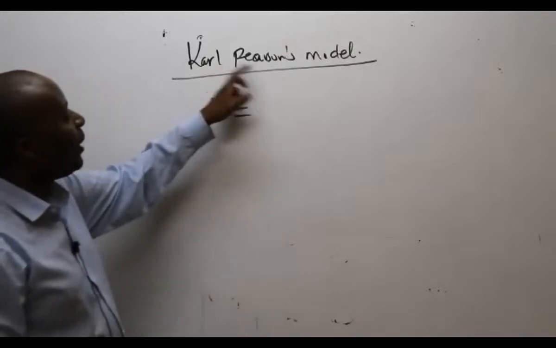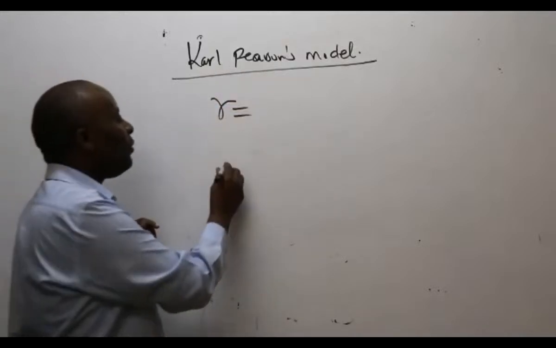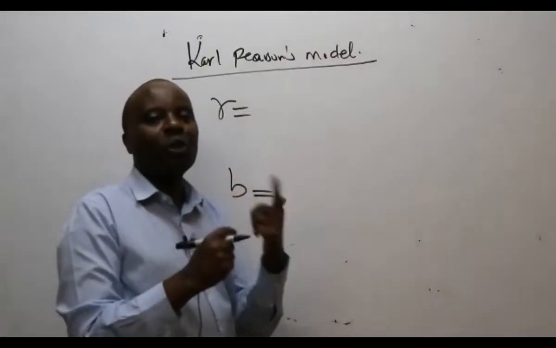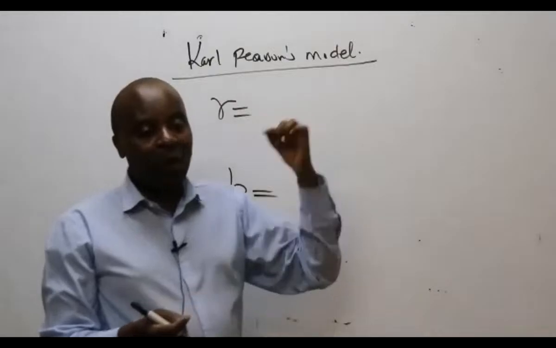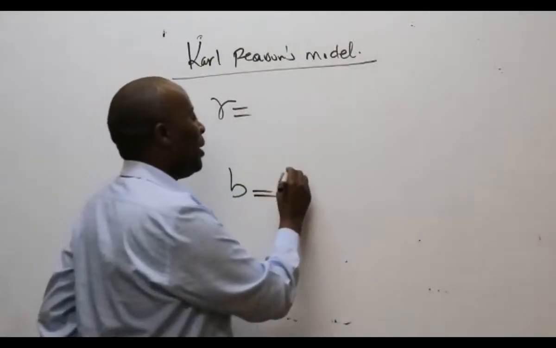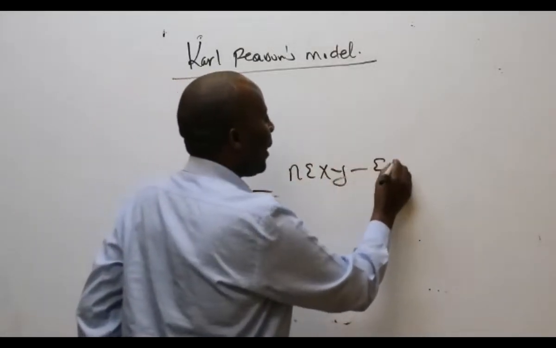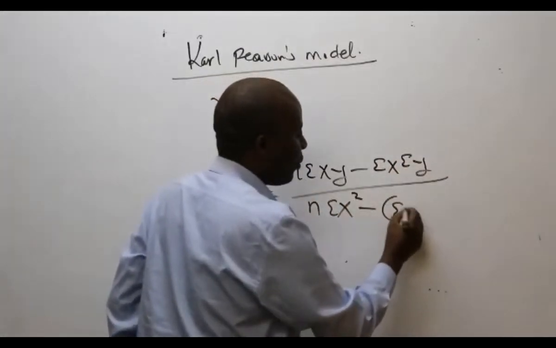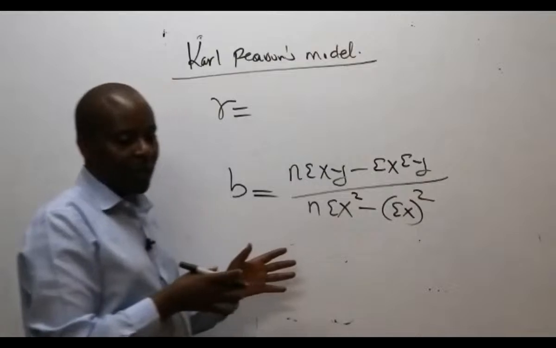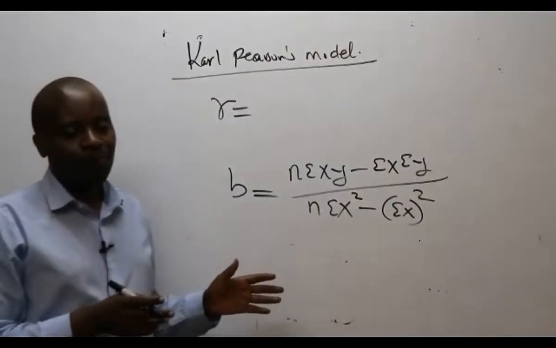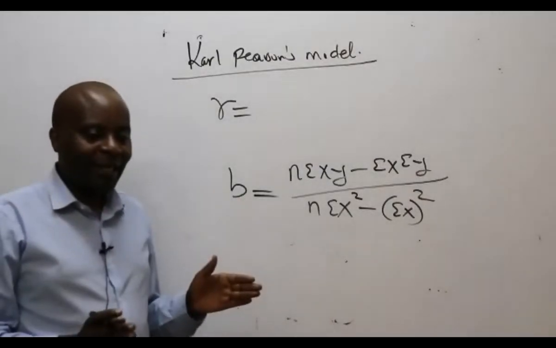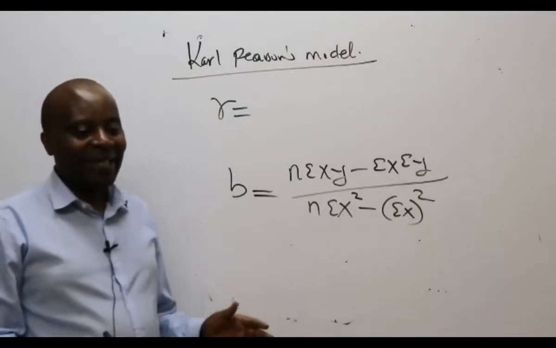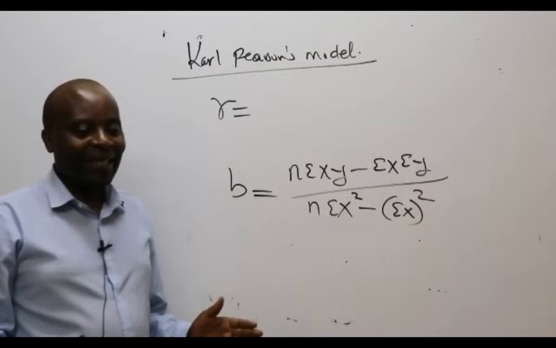Anytime they mention Karl Pearson's model R, first of all I'll be forced to remember the formula of getting B, because there is quite a big relationship between B and R. And B is something I will never forget. I know that B equals n summation of xy minus sum of x, sum of y, all over n summation of x squared minus bracket sum of x squared. You have to cram this the way I've crammed it myself. That is the formula of getting B.